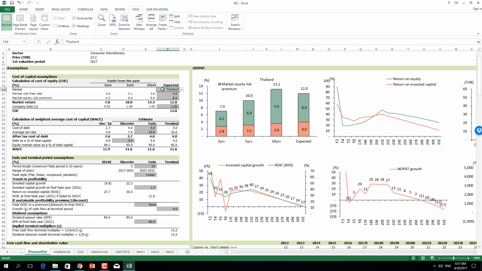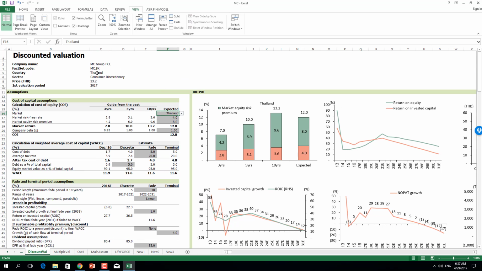All you have to do in this section is, first of all, it's going to pull in automatically the country that we're in, which is Thailand, where this company is listed. Then it's going to show us the risk-free rate for this country. Over the last 3 years, the risk-free rate was 2.8. Over the last 5 years, it was 3.1. And over the last 10 years, it was 3.6. So what risk-free rate should we use? Well, let's use 4. We can talk more about that later.